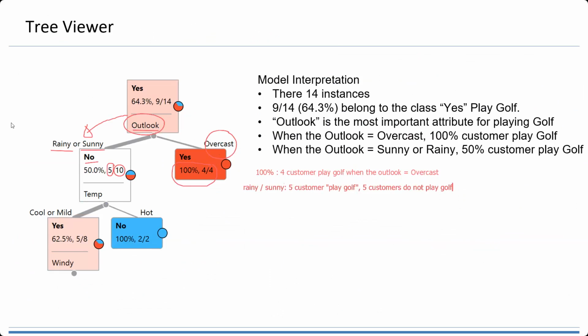And then we know there is another attribute, temperature. If the temperature is hot, okay, we know that the customer did not want to play golf. Because this is no. What about if the temperature is cool or mild? Okay, 5 from 8 customers, they will play golf. Okay. So that's how we interpret this review.